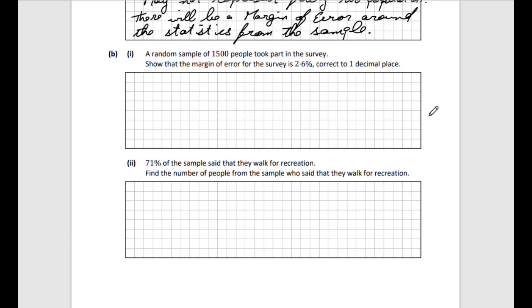A random sample of 1,500 people took part in the survey showed that the margin of error for the survey is 2.6% correct to one decimal place. Okay, so your formula for your margin of error is just 1 over the square root of n. So in our case, it's 1 over the square root of 1,500. And when you do that to one decimal place, you get 2.6%. So you'll get actually 0.025819 and so on. So you just multiply by 100 then for the percentage.